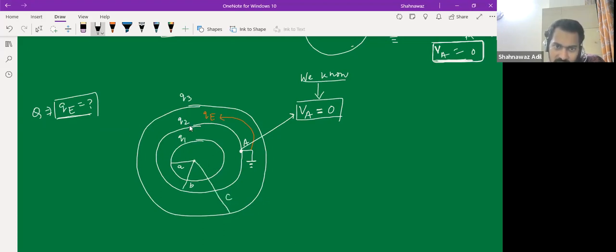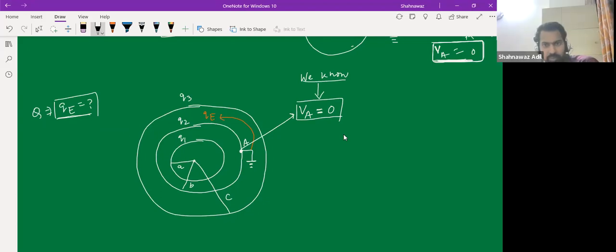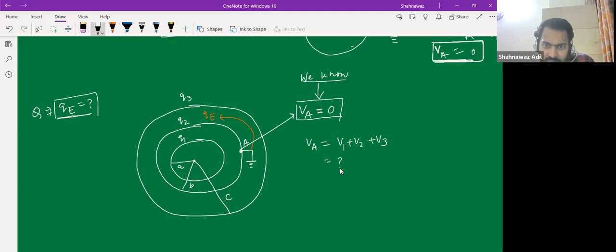So these are the charges, Q1, Q2, Q3. And how many surfaces do you have? These surfaces. On this point A, how many contributions of potential would be there? So V1 plus then what is quickly calculated at the joint.